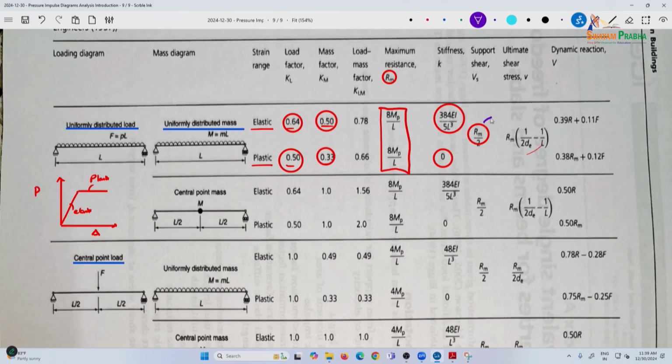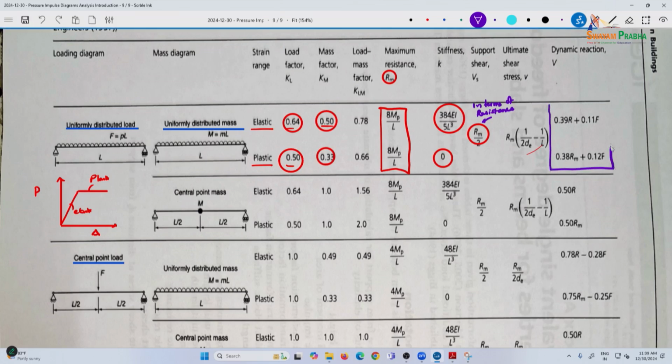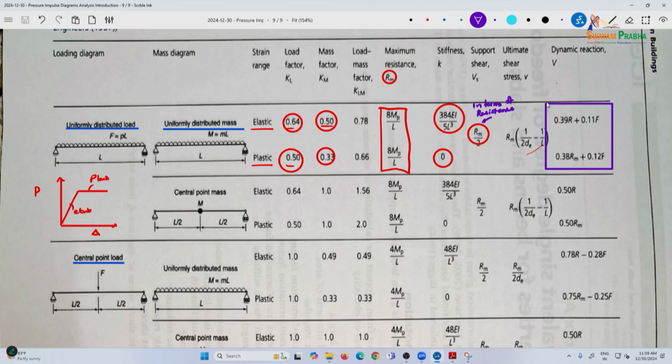The support shear is in terms of the resistance, not the applied load, because we are going to the extreme situation. So, in the extreme situation it's in terms of the resistance, and then the dynamic reactions. This is more interesting. In the dynamic reactions you are talking of R dynamic.